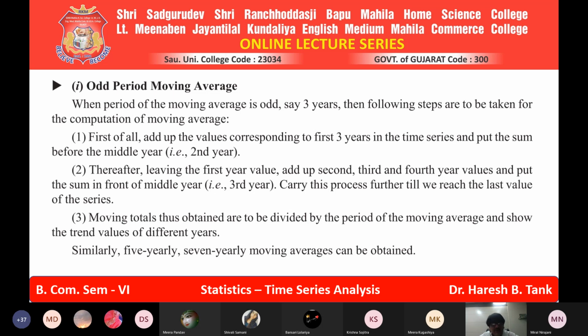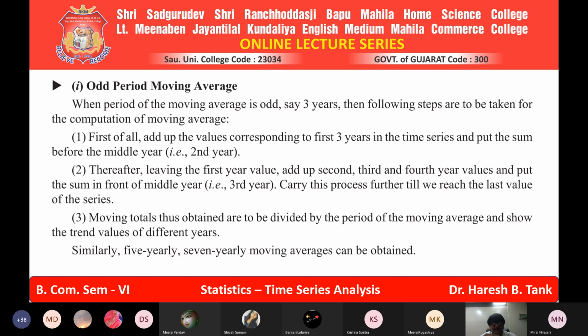First of all, what we are likely to do is focus on the first 3 years of data. Make a sum of it, and you have to put it in the middle of those 3 years. Naturally, first year, second year, and third year, the middle year would be the second year. So you have to calculate the sum of 3 years and put it against the second year.